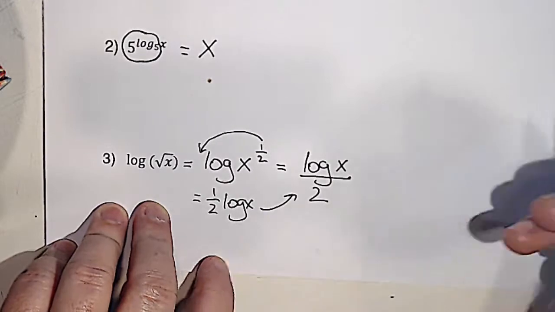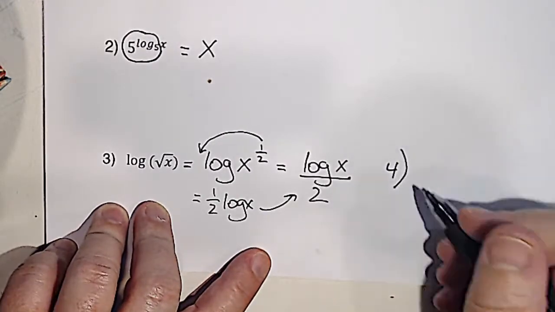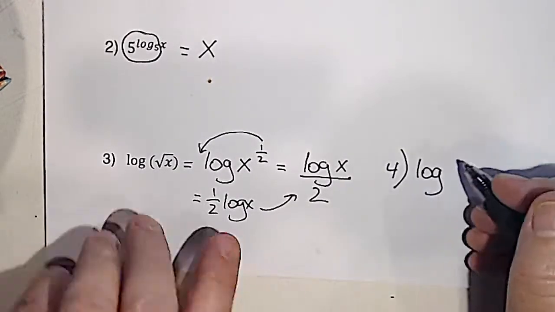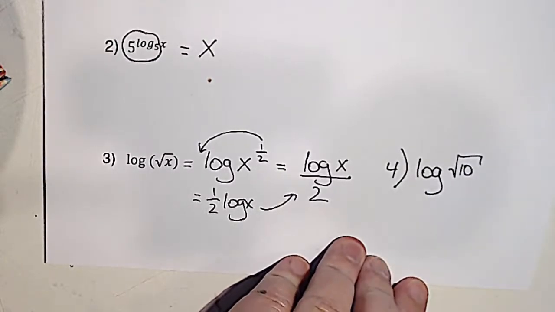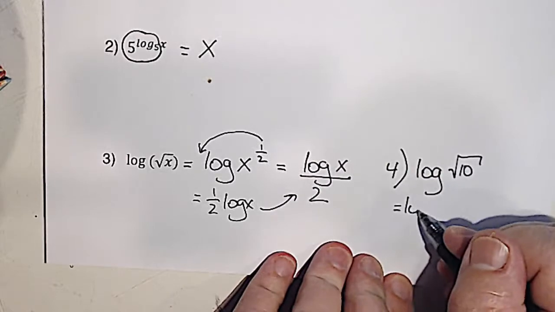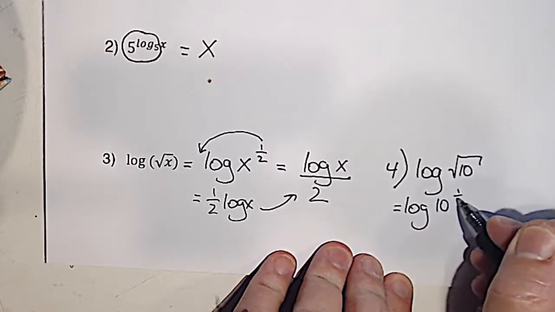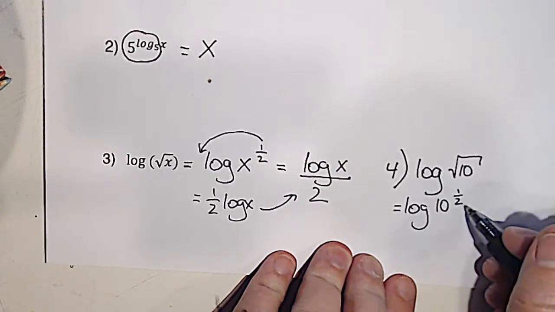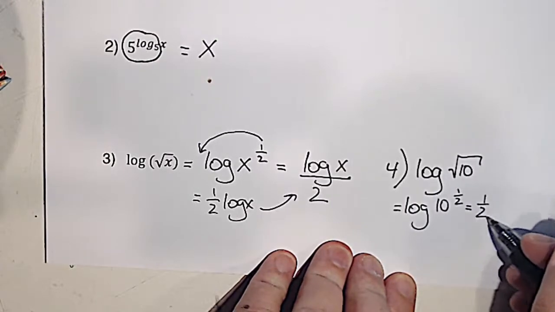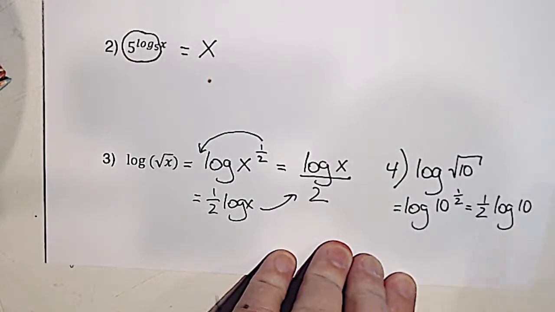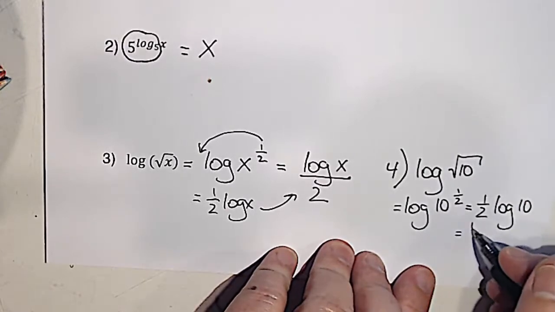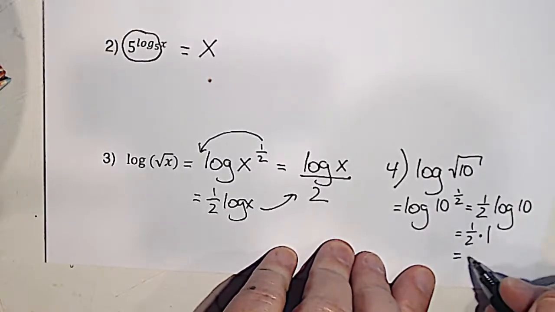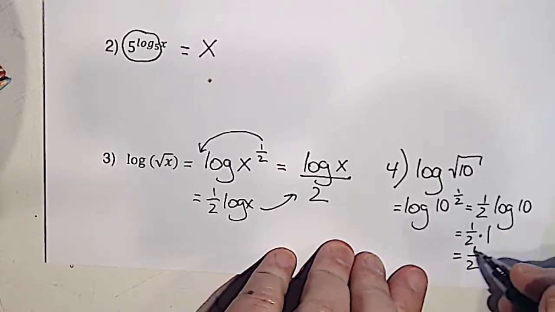So what would that look like? Well, what if I did number 4? What is the log of the square root of 10? Well, that would be the log of 10 to the 1/2, which is equal to 1/2 the log of 10. Now, common log of 10 is 1, so that's 1/2 times 1, so that's just 1/2.